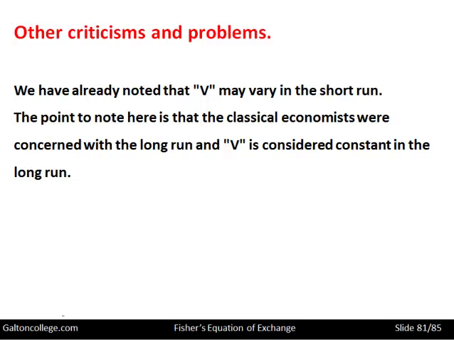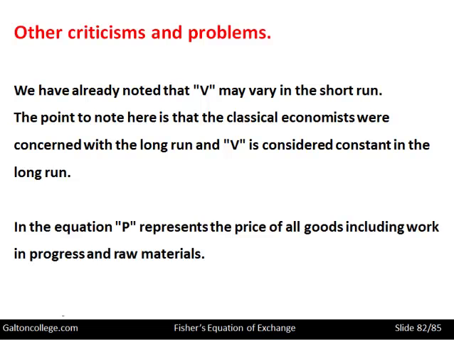We've already noted that V, the velocity of circulation, may vary in the short run. Think back to the diagram we had, this up and down short run V. The point to note here is that the classical economists were concerned with the long run, and V is considered a constant in the long run. So the monetarists and the classical economists were only concerned with long run situations, not short run. So therefore V was a constant.